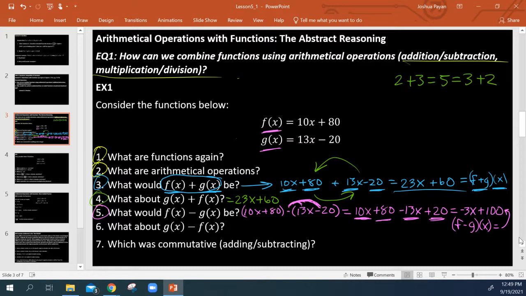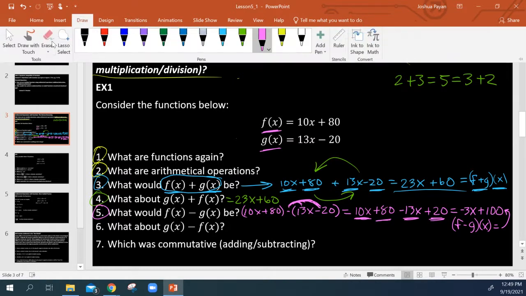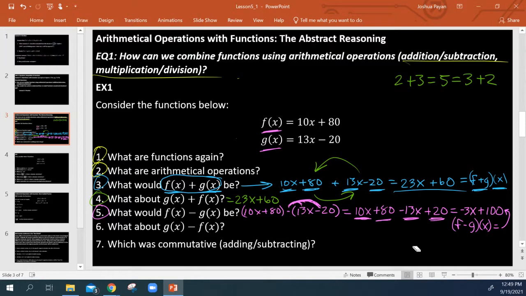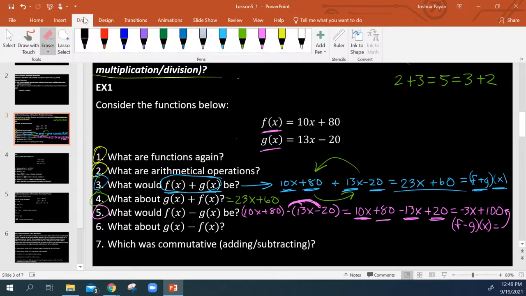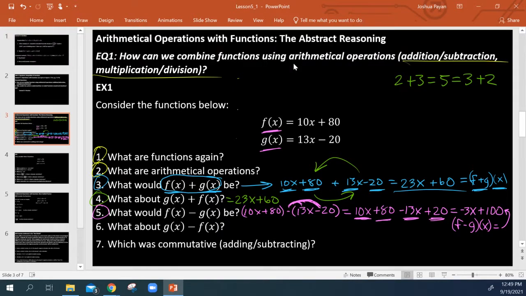So this goes back to what I was saying, right? The commutative property, it does apply to, we call it addition, but it does not apply to subtraction.